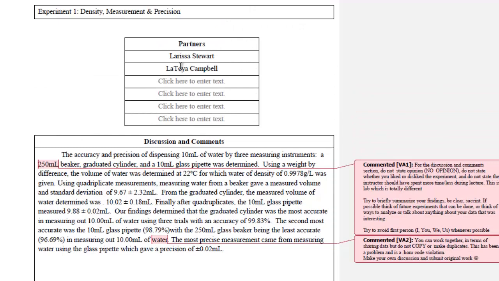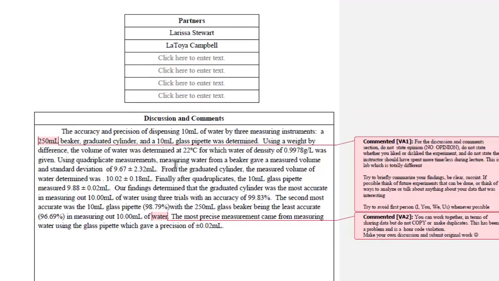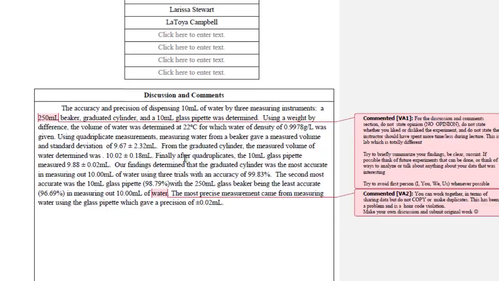For example, in this first experiment, we were measuring 10 mL of water 4 times using the beaker, the graduated cylinder, and the glass pipette. So you can report the averages that your group found along with the standard deviations. The overall goal was to determine which was more accurate and which was more precise. When I did it with my group, we found that the most precise measurement was the glass pipette, and the most accurate was the graduated cylinder, at 99.83%.